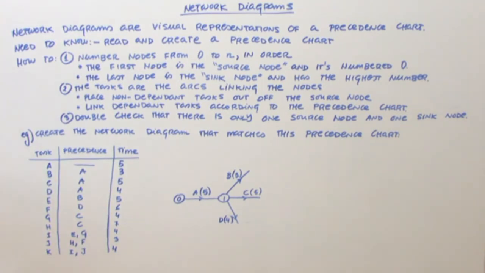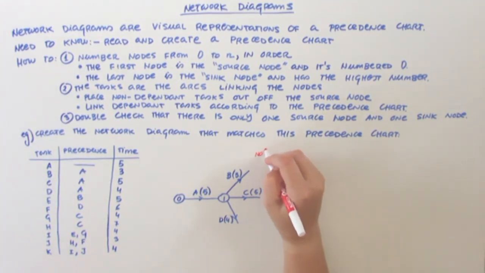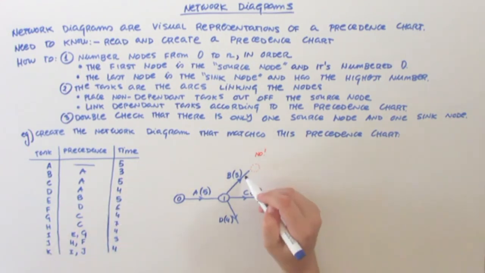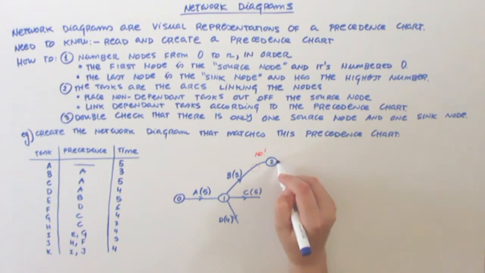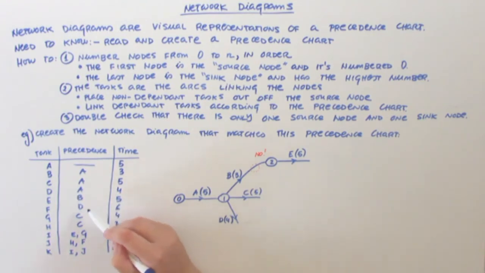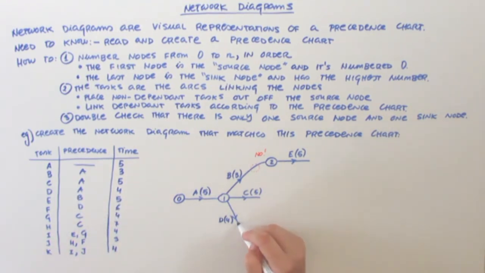Now, important, I don't cap any of these tasks until I actually need to. So don't put a node at the end of each arc immediately, because you may need to use them later, you don't know that yet. Instead, you keep on looking, and in this case, for example, task E depends on B. So in this case, I close it with a node, and task E with a duration of 5 exits that node.